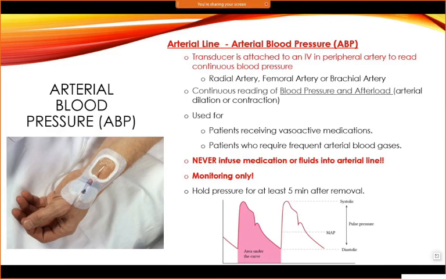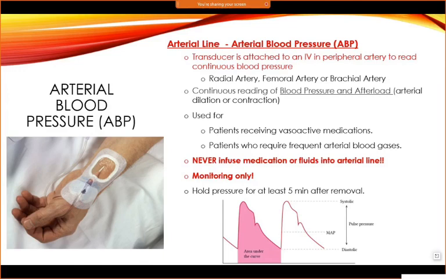Arterial blood pressure, again, is just, they put in a special IV. This isn't really any different than a regular IV, except that it's into an artery. And I think it's about an 18 gauge, but we don't put anything into the artery. Never infuse medication. Medications only go venous. Never infuse anything to an arterial line. It is for monitoring only. So there are no ports that you can inject into, because this is not meant for injections. This is not an IV line.